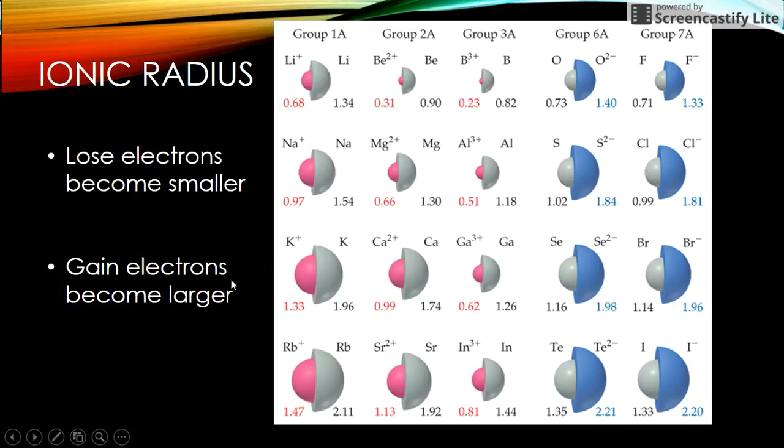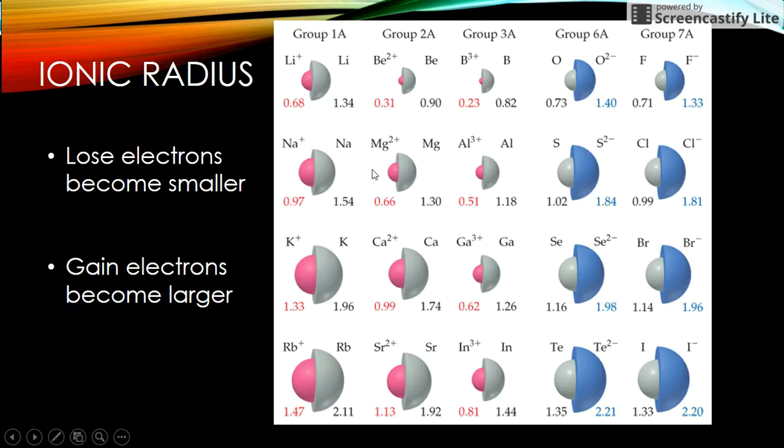Whereas anions gain electrons, become larger. Oxygen picks up 2 electrons to become like the noble gas neon. In doing so, it still has the 8 protons trying to draw in those 10 electrons, so it becomes bigger as an anion. Fluorine becomes bigger as an anion. Chlorine becomes bigger as an anion. Sulfur becomes bigger as an anion.